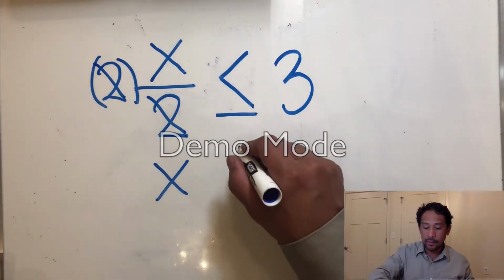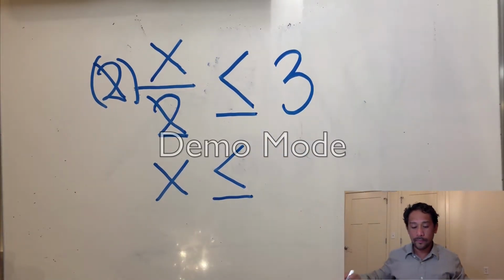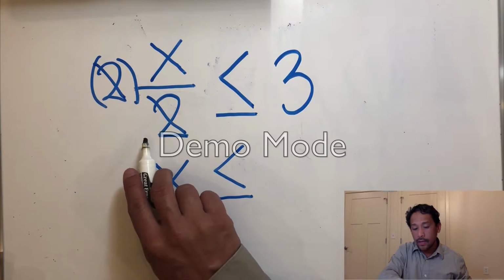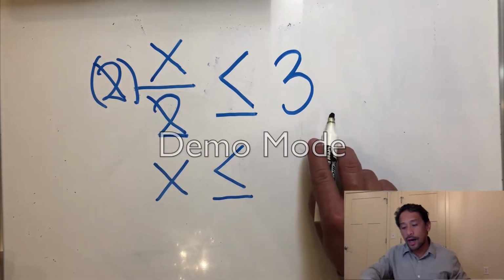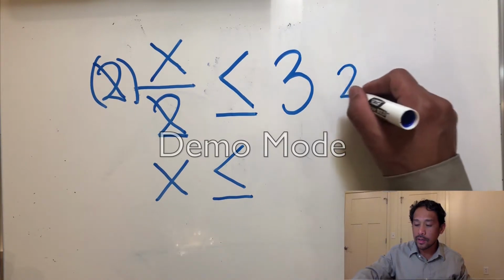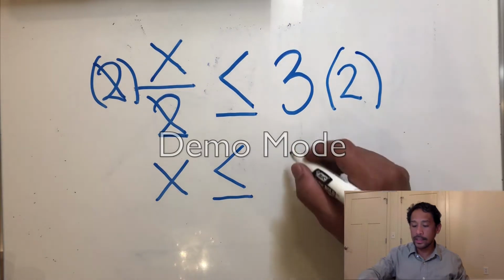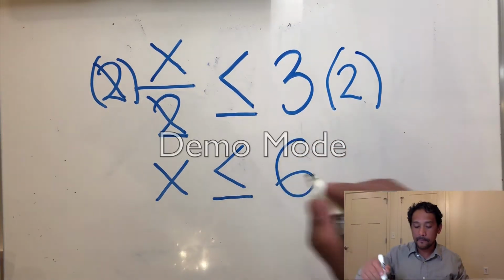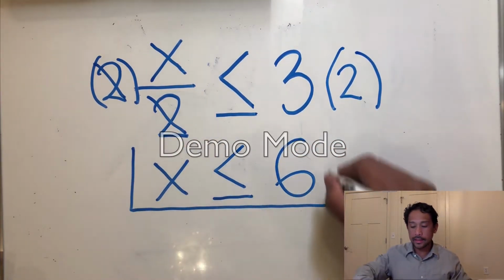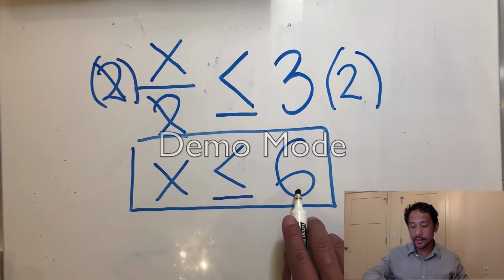I will bring the inequality less than or equal to. Now what I do to one side of the equation, I have to do to the other side of the equation. So I will also multiply this by 2. 3 times 2 is equal to 6. And there we have it. X is less than or equal to 6.